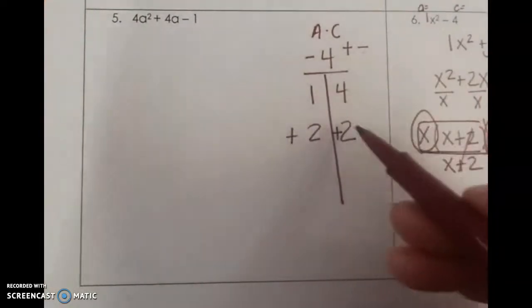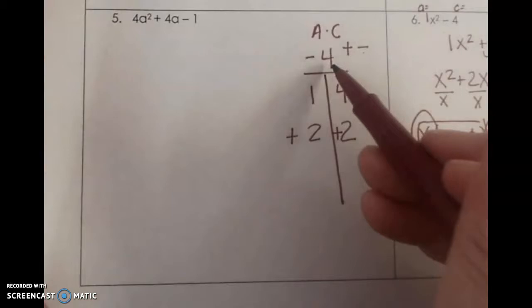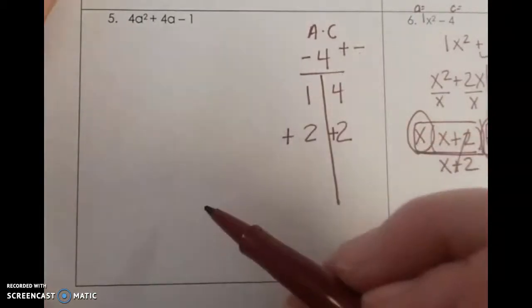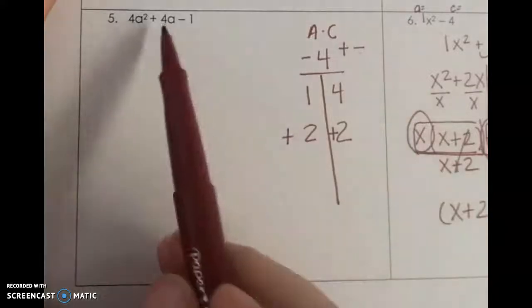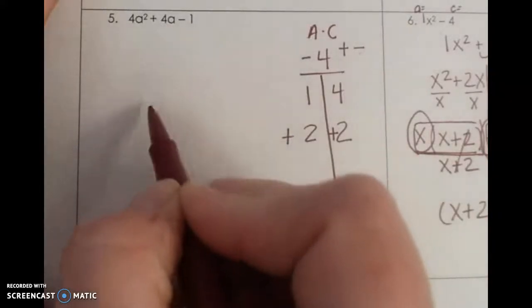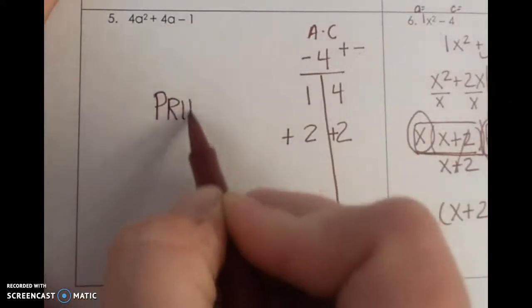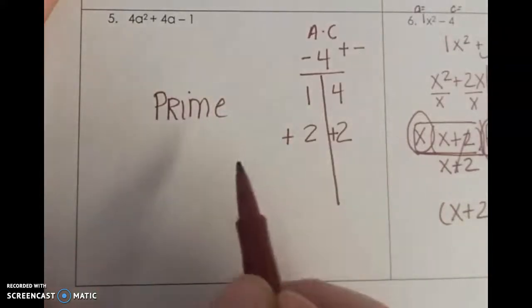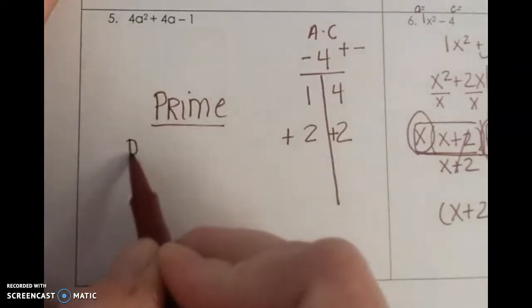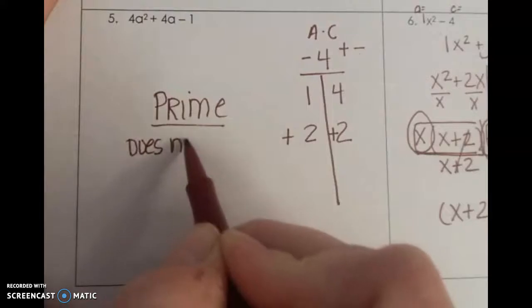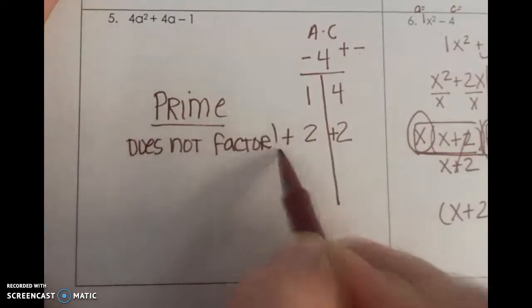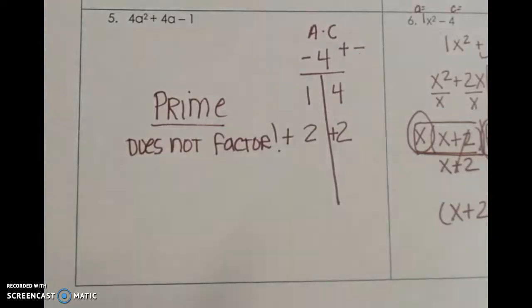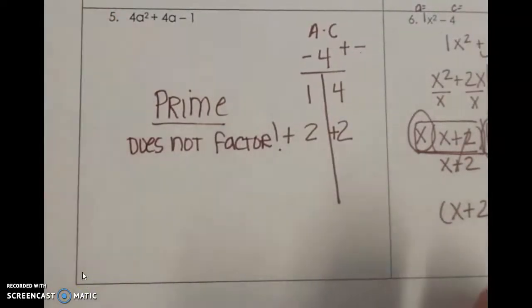But positive 2 times positive 2 does not multiply to -4. So I can't make both of these true, multiplying to A times C and adding to positive 4. So that means this problem is prime. I could do nothing to it. There's no GCF or anything. That means it does not factor. Okay, you'll have one of those on your quiz tomorrow. So prime is when you can do nothing to it.